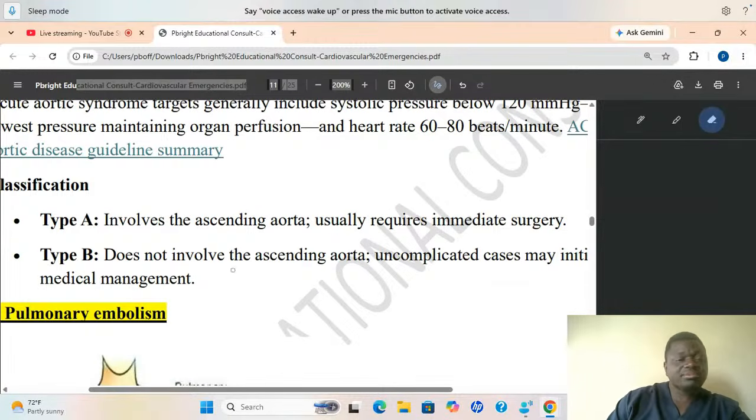So you have type A, type B. Type A is the ascending aorta. Type B is what? The descending aorta. The location is in the chest or the abdomen. So take note of that.